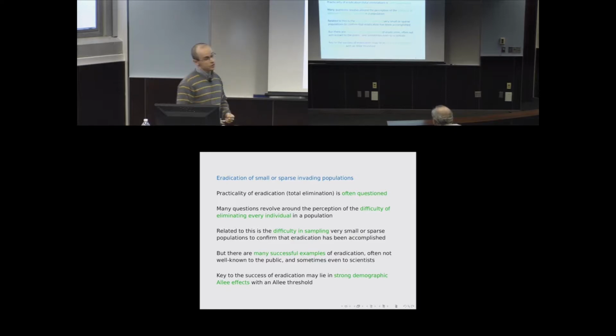Even though eradication as such is questioned quite a lot of times, because the main objection is, okay, we cannot find any individual, or we cannot sample the population to prove that it is eradicated or not, because if 1 or 2 individuals remain, the costs to find them would be extreme. Even though there are these complaints, there are many successful examples of eradication.